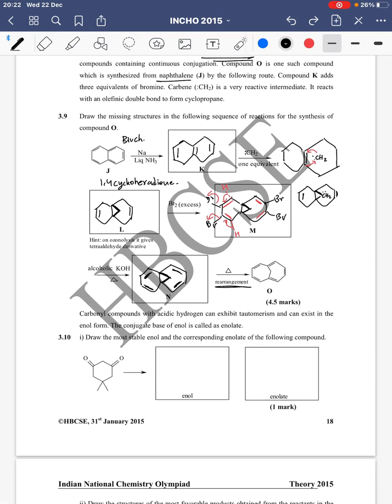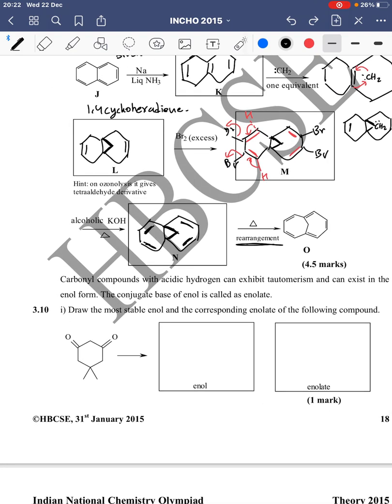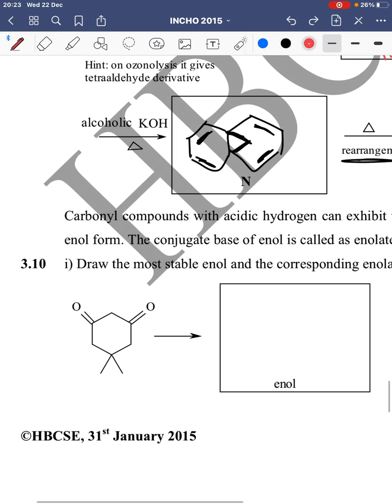And now we have carbonyl. Let's move to the next problem, that is carbonyl compounds with acidic hydrogen can exhibit tautomerism and can exist in enol form. Well, it exists mostly in keto form as it is more stable, but it can exist in enol form under some conditions. So we need to find the most stable enol here. First we'll draw the enolate. The enolate which would be more stable is, first of all let's see the mechanism.